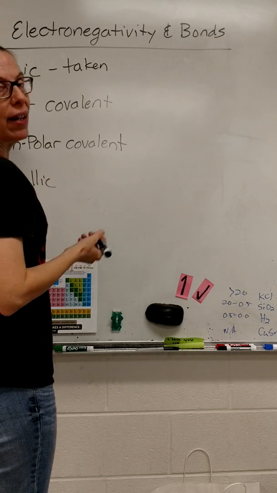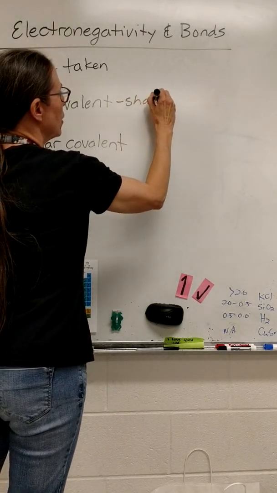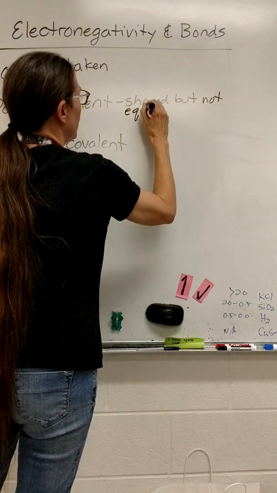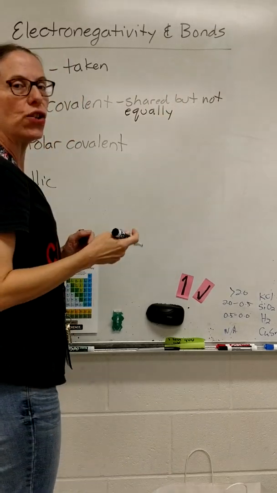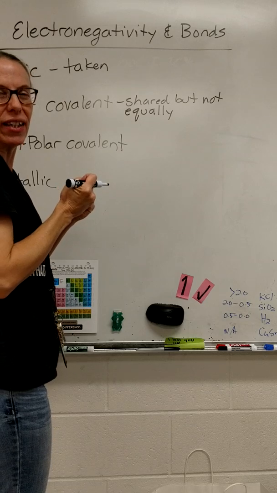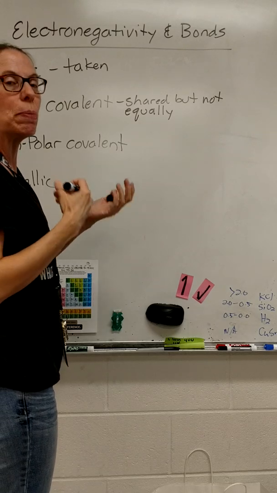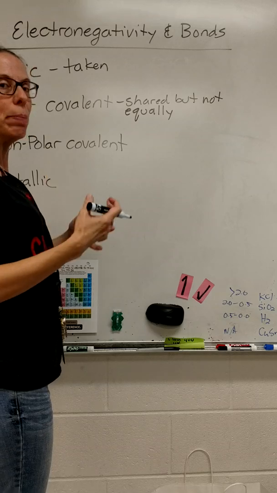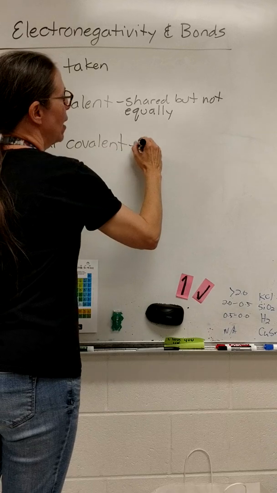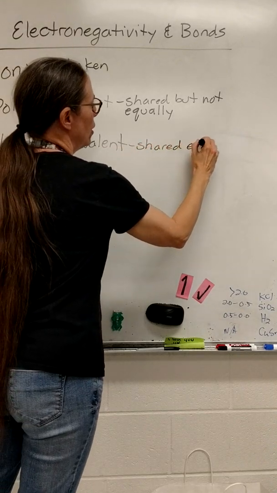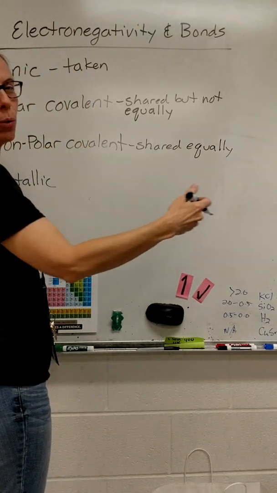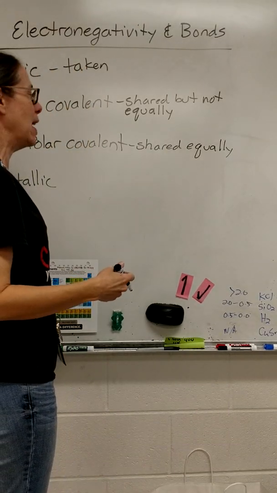Polar covalent bonds. The electrons are shared, but not equally. So one of the atoms is sharing, but it's not being fair. It's holding on to the electrons more tightly than any of the others. So the electrons are spending more time near that one particular atom. Non-polar covalent bonds, the electrons are being shared equally. So they're going to be almost equidistant, almost equal, almost midway between two different atoms.